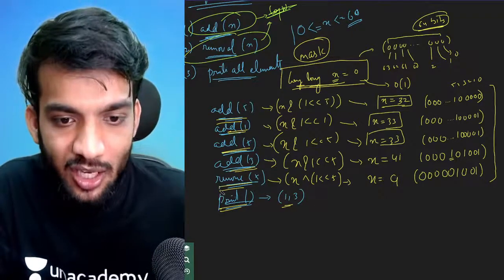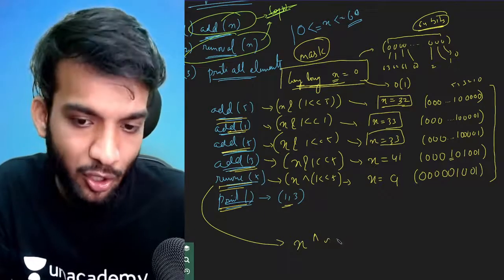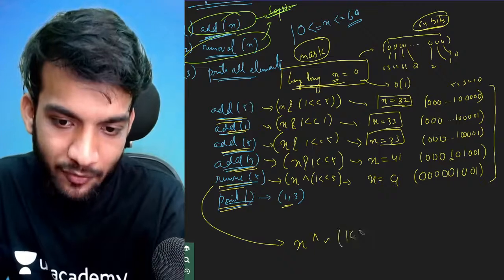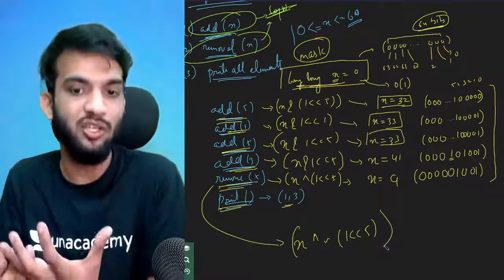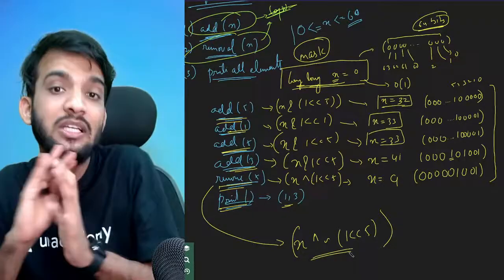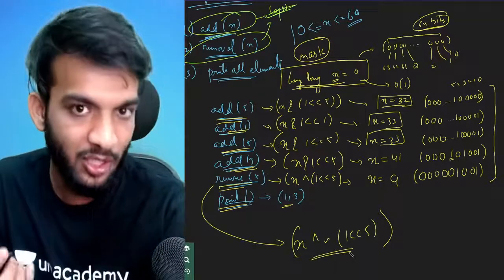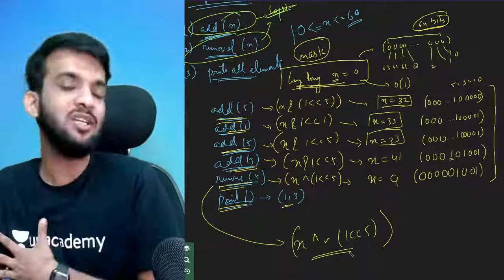In that case, this will be something like x AND negation of x, right? Sorry, x AND negation of 1 left shift of 5. This is how you can remove. If it doesn't exist, then also this will work. It will clear that fifth bit. Even if it exists, even if it doesn't exist, it will clear that bit. Got it? If you do x XOR, it may or may not clear that bit.